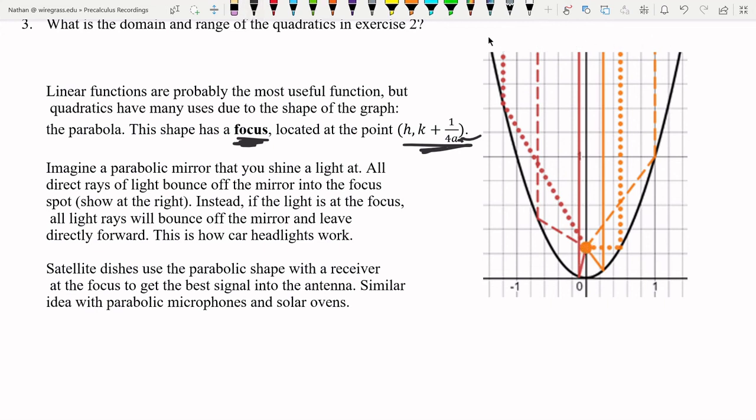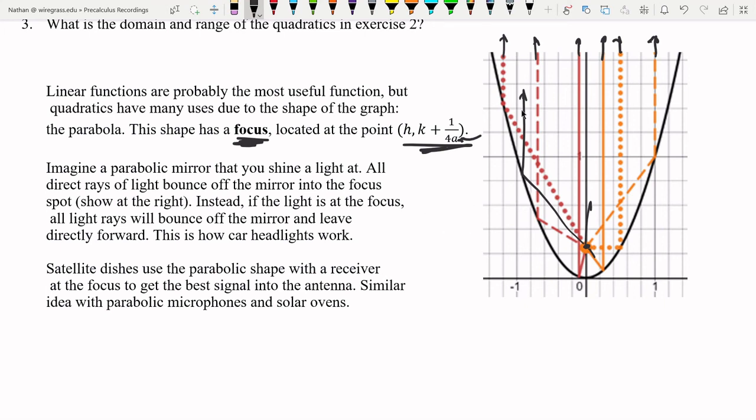Now, likewise, if instead we shine a light right here at this spot, then the light will go in every direction. Either it'll go forwards or it'll bounce off. But every time it bounces off the mirror, as long as the light's located at the focus, it will always bounce off so that everything is directly outside the parabola. It goes that direction, and that makes them, like car headlights, shine brighter as a result, because you're not losing the light. It's all focused on one direction.